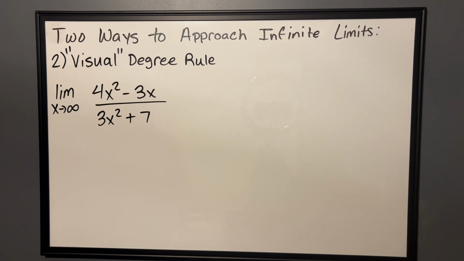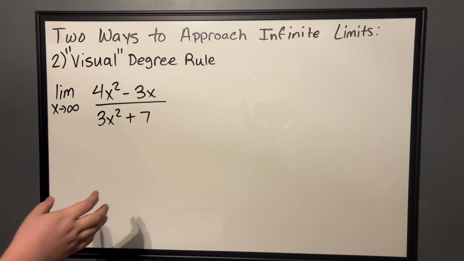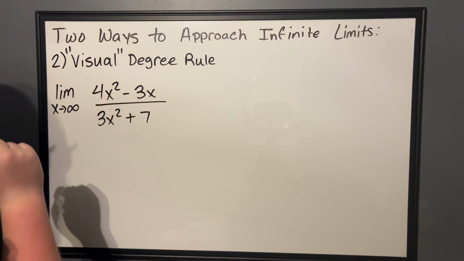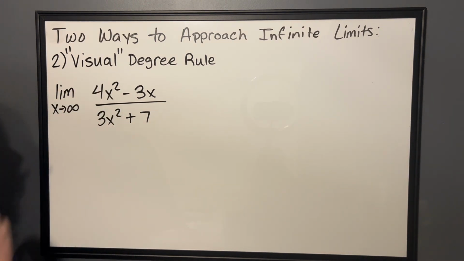Okay, so here we have the limit as x goes to infinity of (4x squared minus 3x) over (3x squared plus 7). Now for this one, I'm not even going to write anything down except for the answer, because it shows the visual version of this. I don't need to write anything down to get the answer, and that's what's so nice about this rule. So we want to look at the degree of the top and the degree of the bottom. And we can pretty clearly see that the highest degree of the top is x squared and the highest degree of the bottom is x squared.